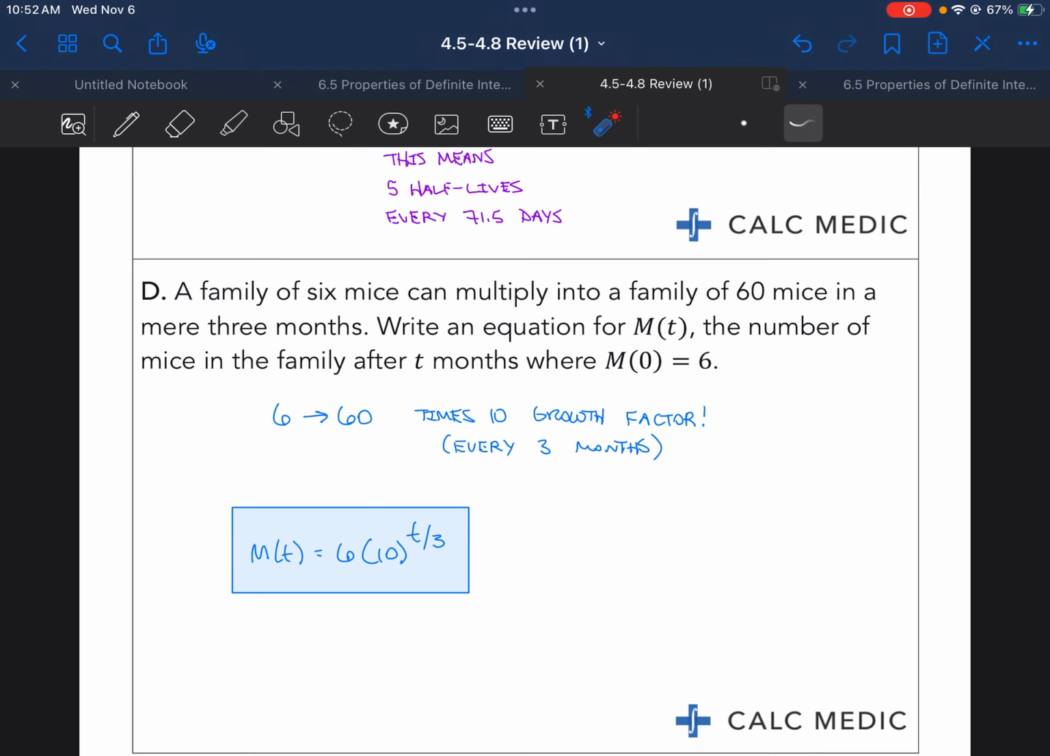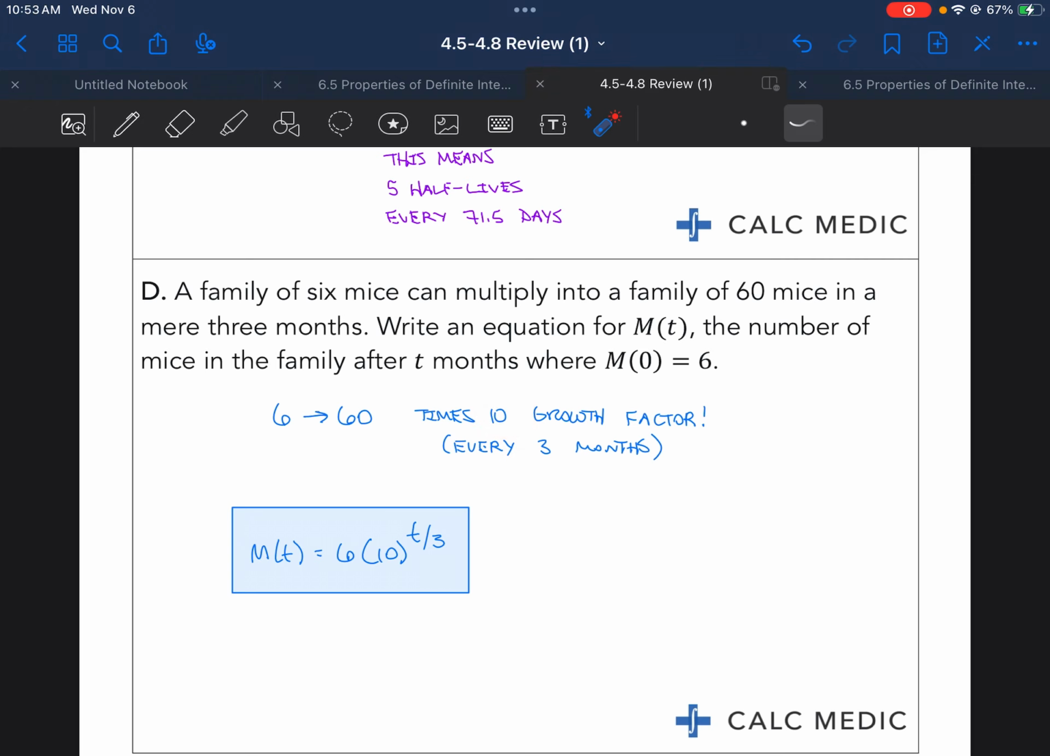All right, part D. A family of 6 mice can multiply into a family of 60 mice in a mere 3 months. Write an equation for m of t, the number of mice in the family after t months, where m of 0 equals 6. Okay, so we're going from an original population of 6 mice to a population of 60 mice over the course of 3 months. So 6 to 60, that's multiplying by 10, but it takes 3 months to do it.